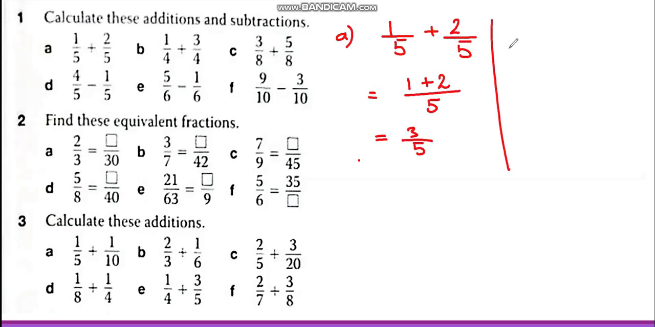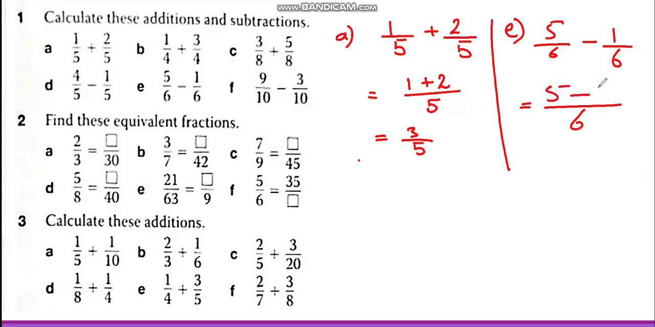Now I will do only the part which is about subtraction. For example, in E part, I'm given 5/6 minus 1/6. I can easily subtract because I already have the same denominators. So I can subtract the numerators, like 5 minus 1 is 4. And we can also simplify by dividing both the numerator and denominator by the highest common factor. The highest common factor of 4 and 6 is 2. So if we divide both numerator and denominator by 2, we get 2/3.